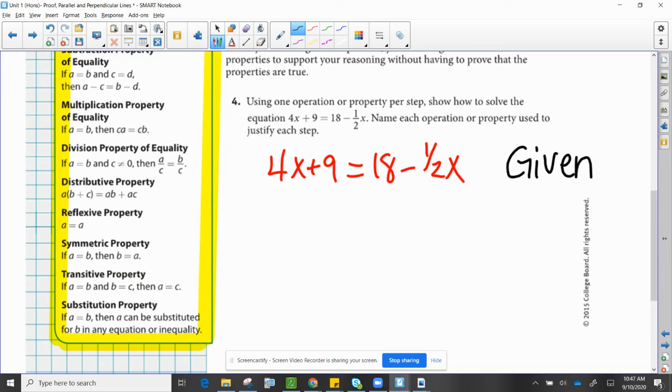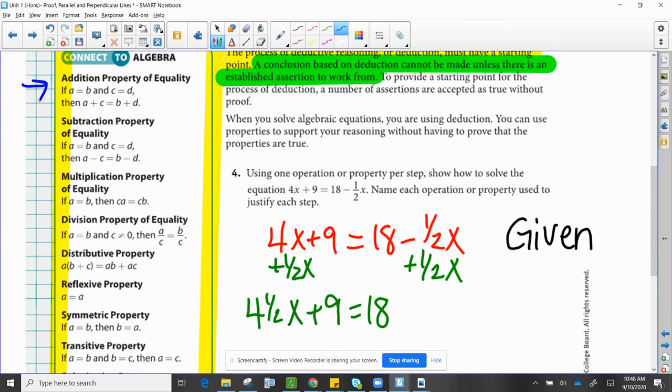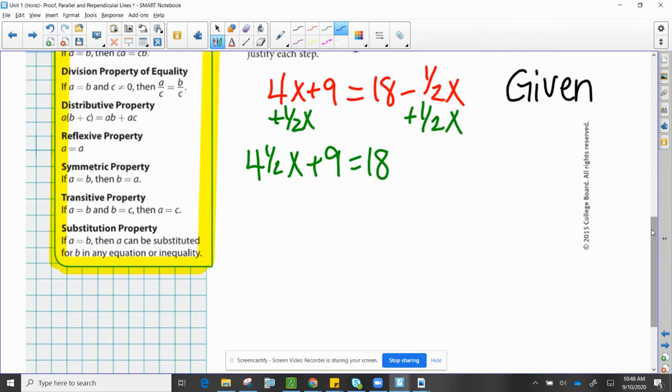Okay, and now there's a couple ways that we can go about solving this, but I'm just going to start by putting all my variables on one side. So say I add this 1/2 x over. That's going to give me 4.5 x, and then plus 9 equal to 18. Well, why was I able to add that over? Well, it's because we have a property, and it's right over here. Okay, we have this addition property of equality, which says if you add something to one side, you have to add it to the other side. So this is our addition property of equality. I'm going to abbreviate there a little bit, but okay.